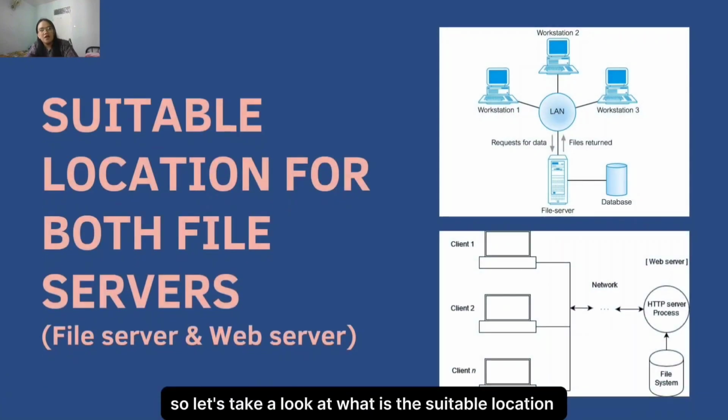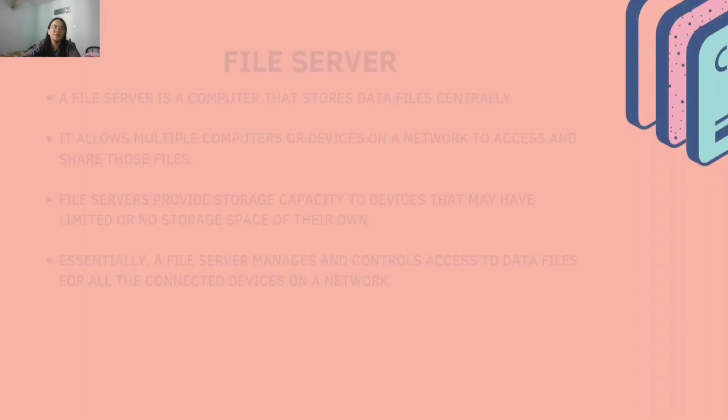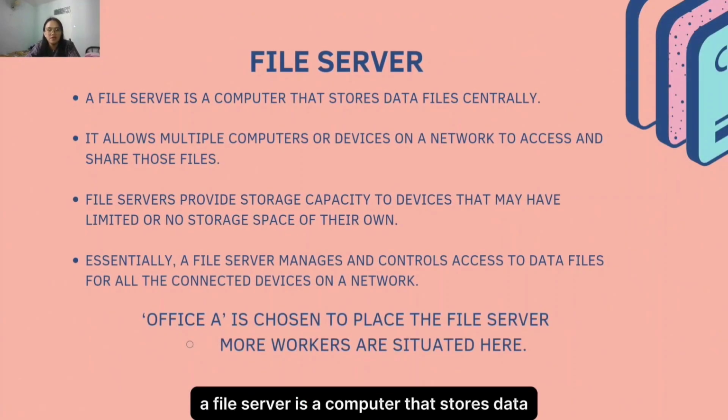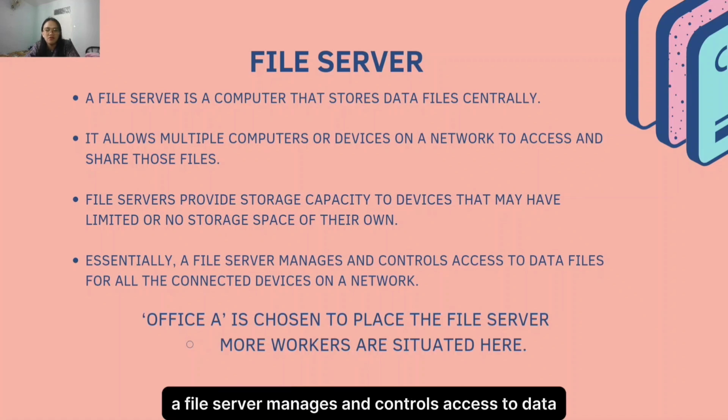So let's take a look at what is the suitable location to locate both the file server and web server. So first of all, a file server is a computer that stores data files centrally. It allows multiple computers or devices on a network to access and share those files. File servers also provide storage capacity to devices that may have limited or no storage space of their own. And essentially, a file server manages and controls access to data files for all the connected devices on a network.